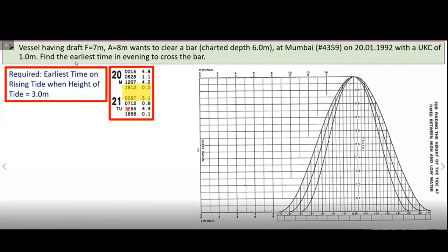If in any question they have written what is the latest time or last time in the evening to cross the bar, then we will consider the falling tide. Now if instead of earliest it was last time, then we would have considered the 1207 to 1812 period.